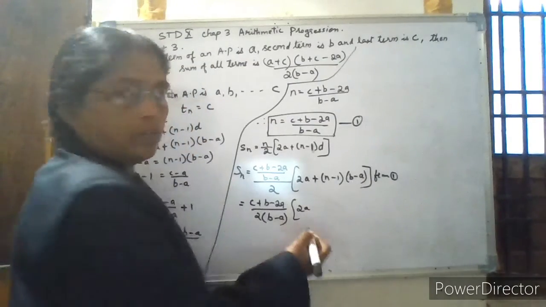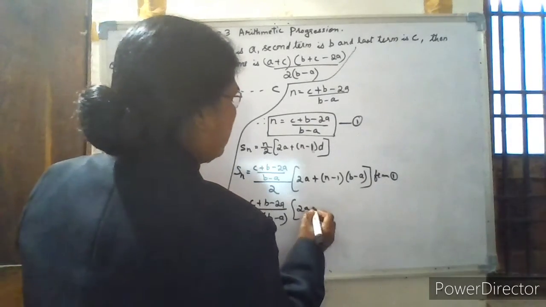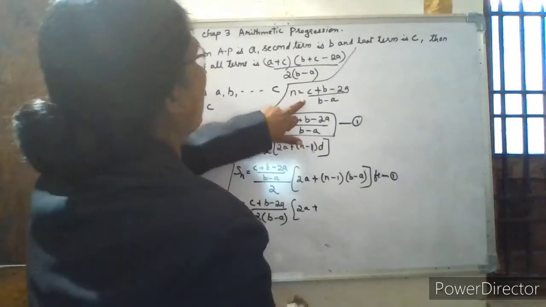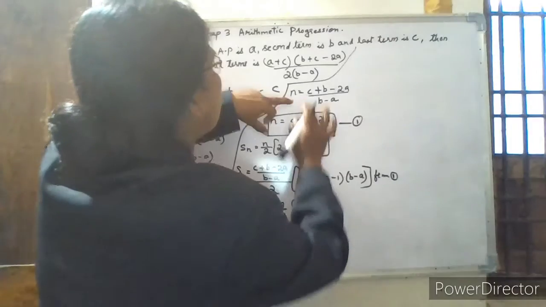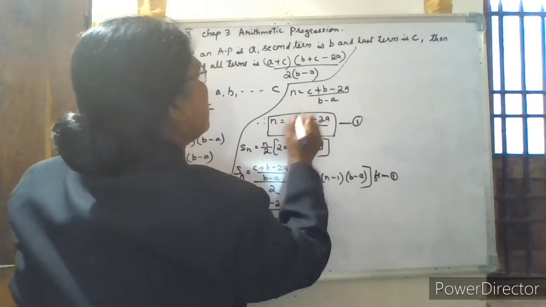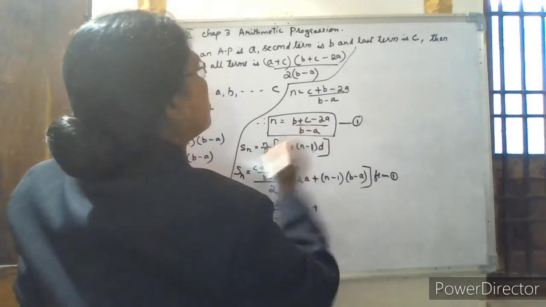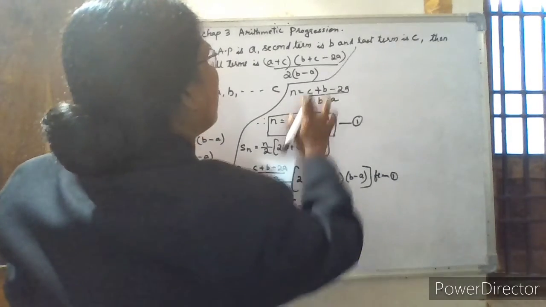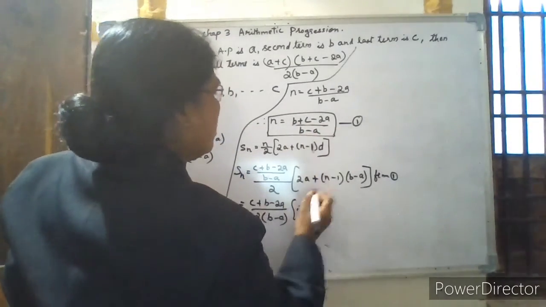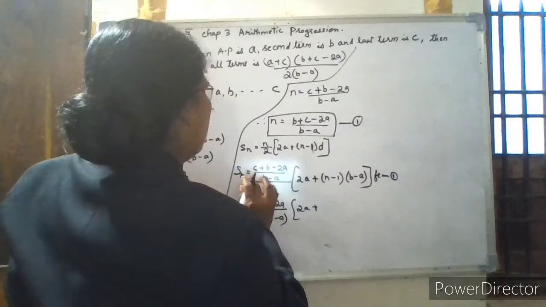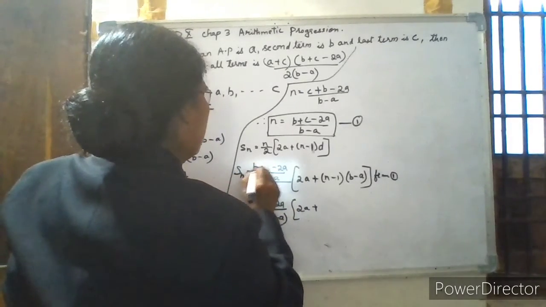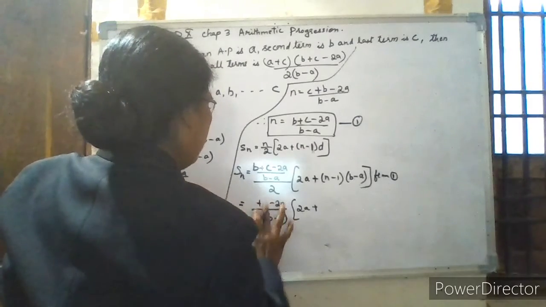Now it is 2a plus n value. We know n can be written as b plus c minus 2a; these terms I have exchanged, as it is more convenient. So I will take the n value in this form, that is b plus c minus 2a upon b minus a. Here also I can write it as b plus c, this also as b plus c.